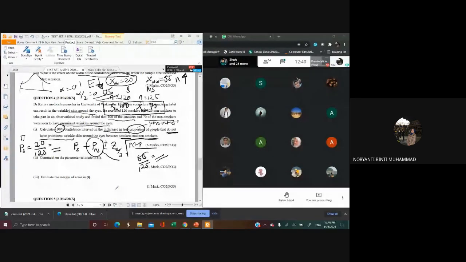Okay, final answer akan negatif. You akan nampak nanti dalam WhatsApp. Alright, so comment on the parameter estimate. So when comment tu, interpret lah. We are 90% confident that the different true proportion of people who do not have prominent wrinkle is between jawapan you. Jawapan you kena dalam percentage.